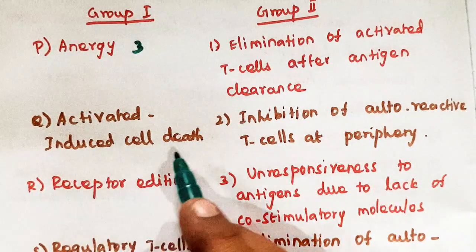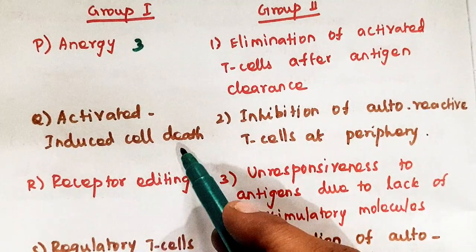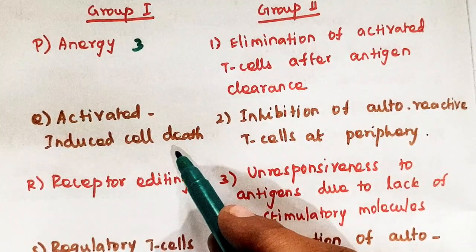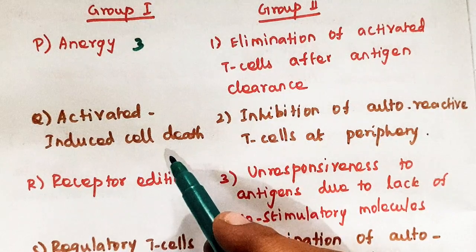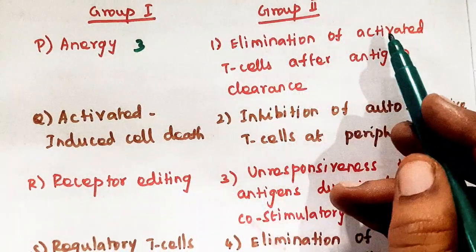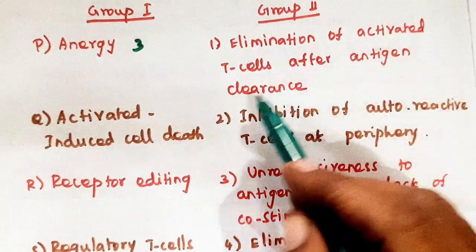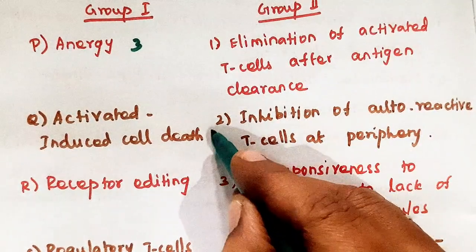Then activation induced cell death. So AICD is a process that causes the programmed death of T lymphocytes through the apoptosis process. Okay, elimination of activated T cells after antigen clearance. Okay. So Q is 1.